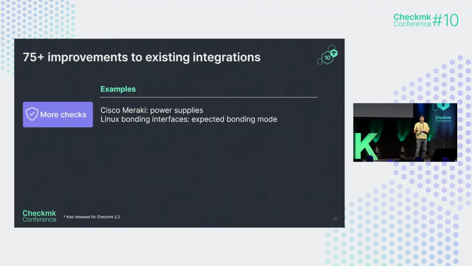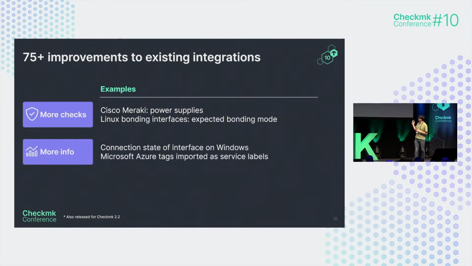Besides more checks, what we also do is that you get more information. For example, the connection state of interfaces on Windows machines is now monitored without the need to have an agent plugin. And beware, this might lead when you update to Checkmk 2.3 to some state changes, because now you get actually the proper state in Checkmk directly delivered without the agent plugin. Also, an example of what we do when we talk about more information is the tags which are in Azure are now directly imported as service labels into Checkmk.